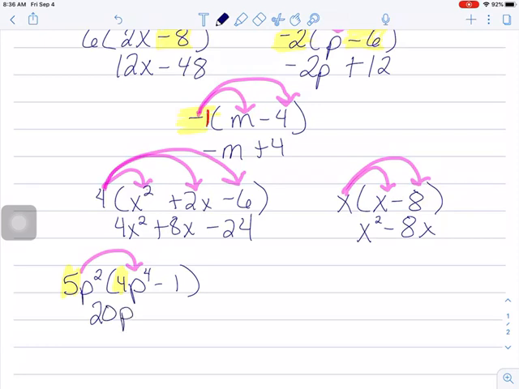Then we take these p's, and we have 2 p's that we're multiplying here and 4 p's that we're multiplying here. So all together we have 2 and 4. 2 plus 4 is 6. So we have 6 p's we're multiplying together. And then we need to distribute this by the second term. 5 times -1 is -5, so that's -5p to the 2. Okay, that's all.